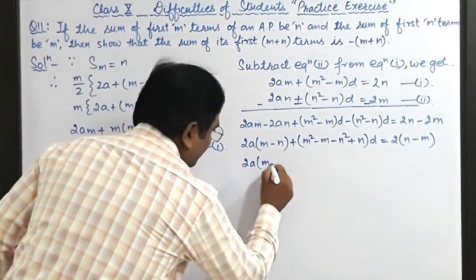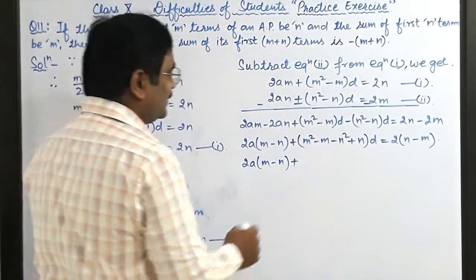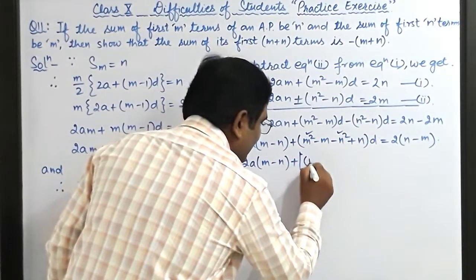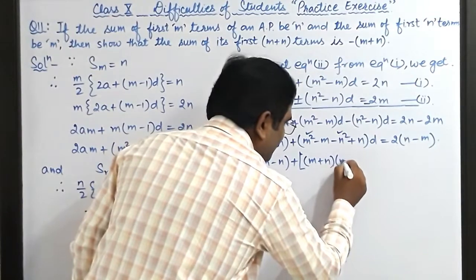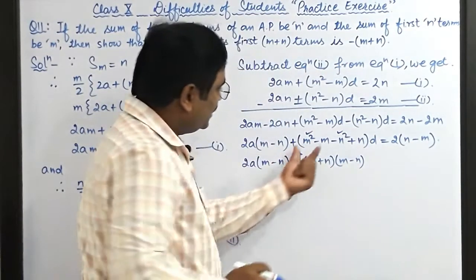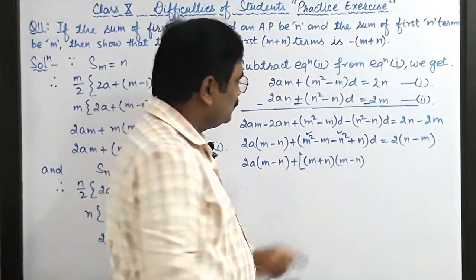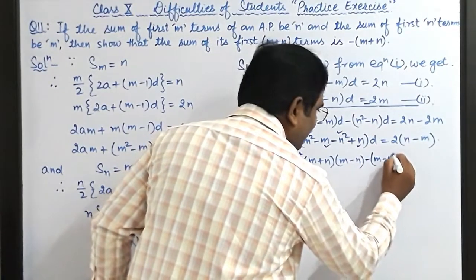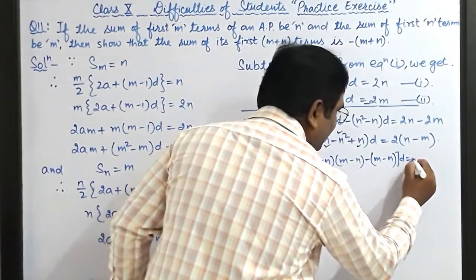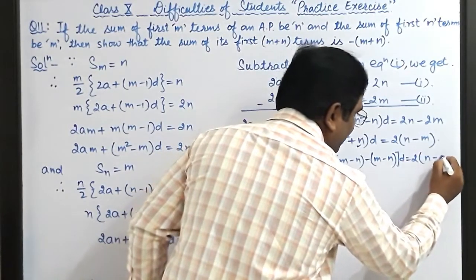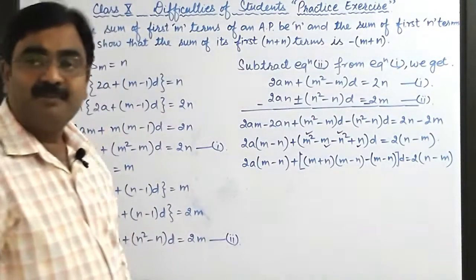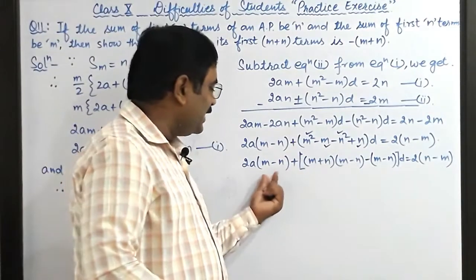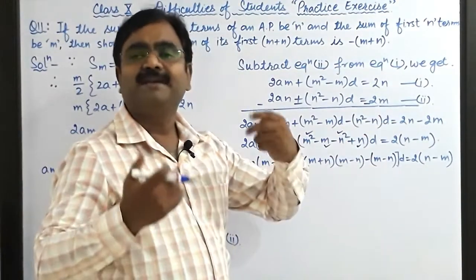2a into m minus n plus this m square minus n square. The factor of this can be written as m plus n into m minus n. ये तो रहा the value of these two, and from these two minus has take the common. So you will get m minus n into d is equals to 2 into n minus m. Any problem? Now what we have to do, you have to take common m minus n from all the terms and it will be cancelled.